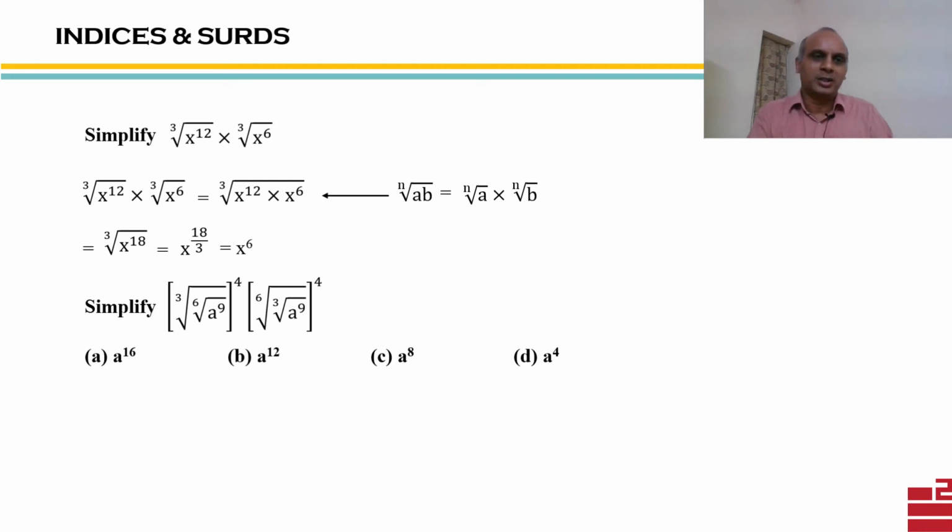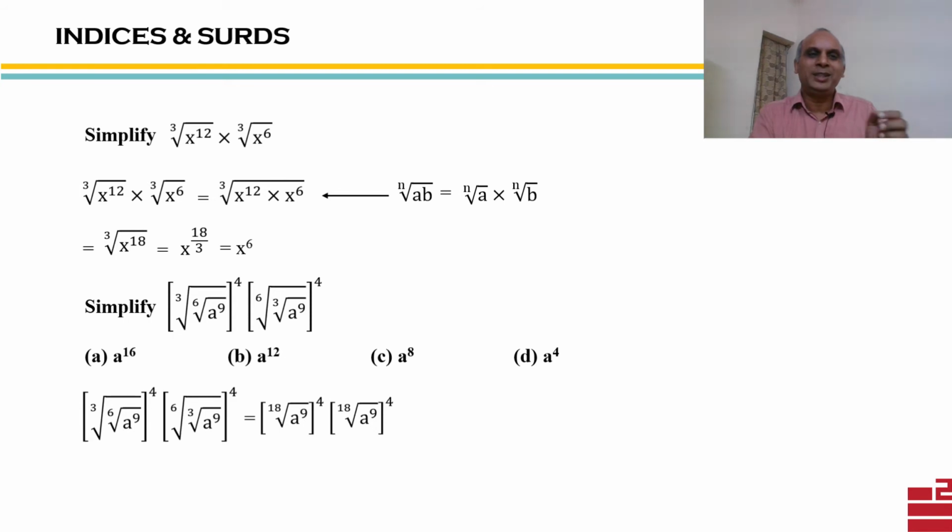Now in this question we should see that in the first bracket we have cube root of 6th root of something. So we will have to apply which rule? Recall the rule that nth root of mth root of a was n into mth root of a. So here also we will get something like this. So 3 into 6, 18th root of a to the power n.